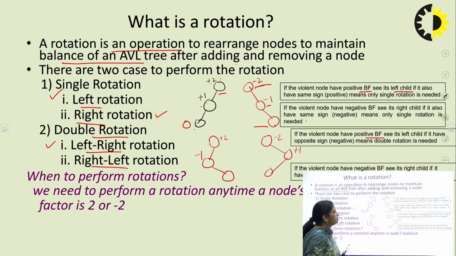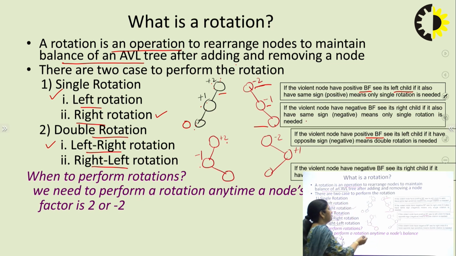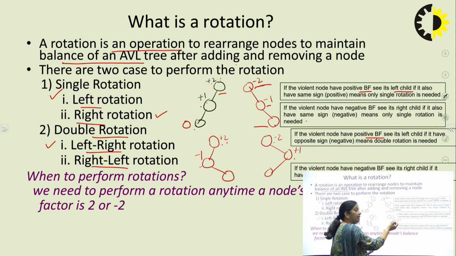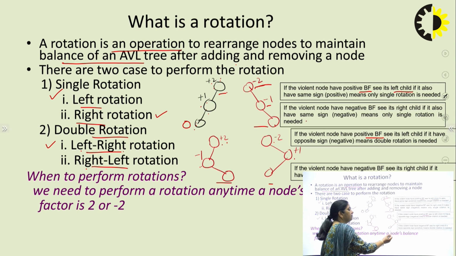And if the violating node is positive, but its left child node has the opposite sign, here it was +2 and the left child node has the opposite sign. In the same way, if it is negative and the right side has the positive sign, that is the opposite sign. We are checking for left and right. Okay, if they are opposite, then we need double rotations. The double rotations will be left-right or right-left. That depends on the scenario.